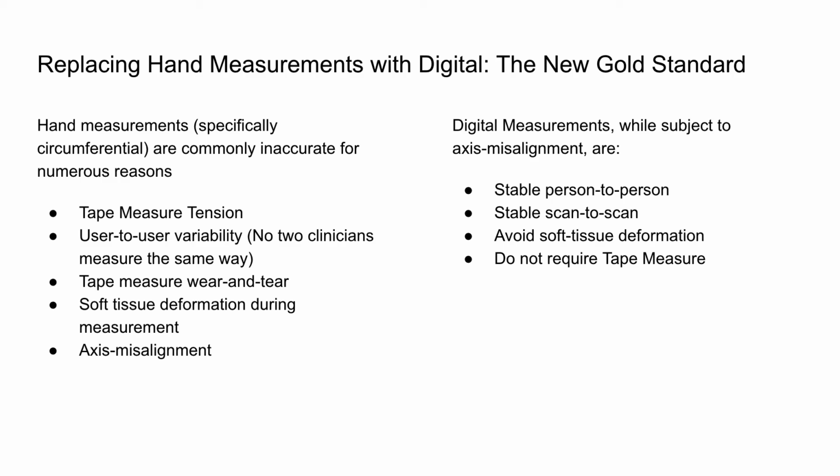Digital measurements, while subject to axis misalignment, are stable person to person, stable scan to scan, avoid soft tissue deformation, and do not require a tape measure.